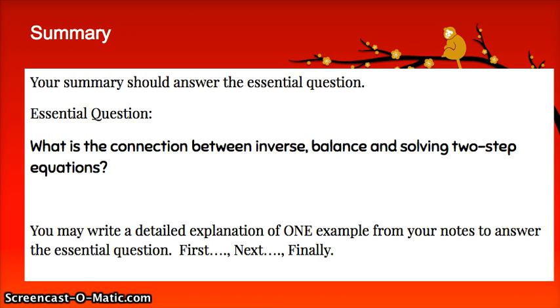At this time, you need to complete your summary and then move on to the Google Classroom level 2 practice for two-step equations. When you complete your summary, you need to answer the essential question: what is the connection between inverse balance and solving two-step equations? If you're explaining steps, please make sure that you are giving a reason why. So for example, if you say something like, first, I will add 6 to both sides, you need to add a second sentence that says something like, I add first because I have to always undo addition and subtraction first. Something like that. Give a justification for each step.